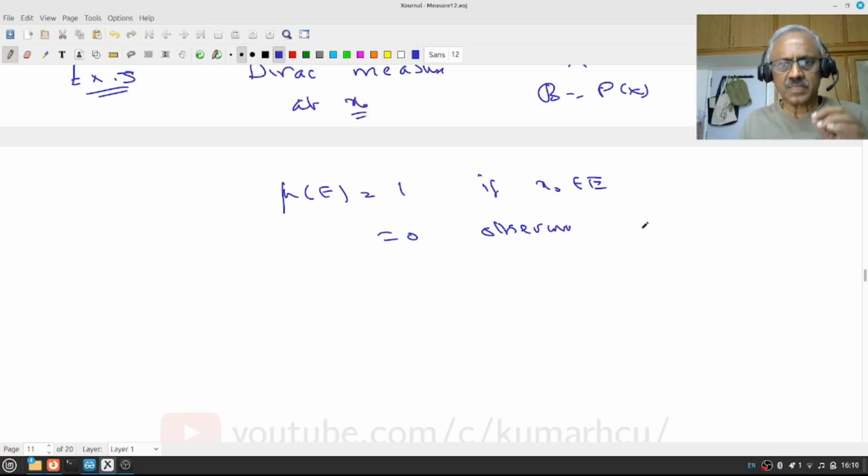If you have learned topology from me, it's something like a VIP topology. So you take any set E, it has some value if and only if x naught is there. Otherwise it is 0.